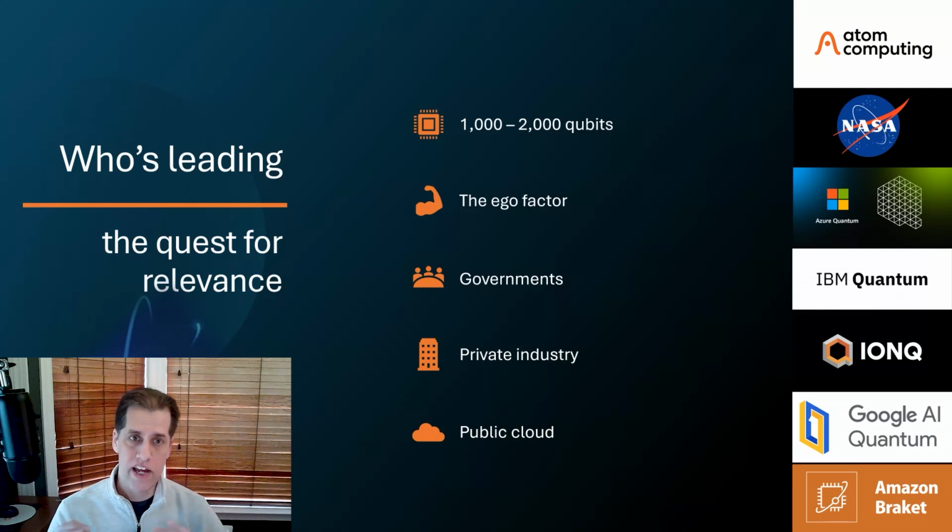So the whole thing is driven by a combination of governments. China is a big factor in this, the United States, parts of the European Union, as well as private sectors. One of the leaders here is Atom Computer, along with IBM, Google. They're all getting in there.